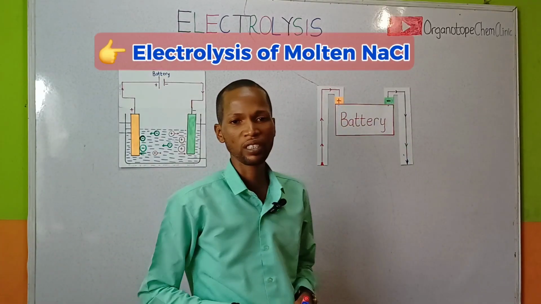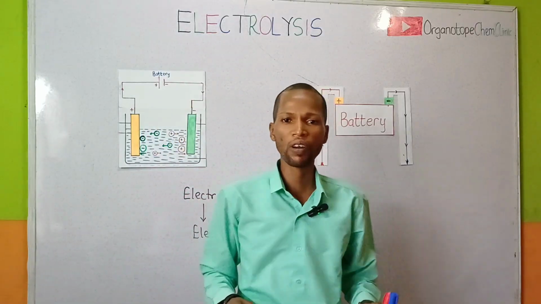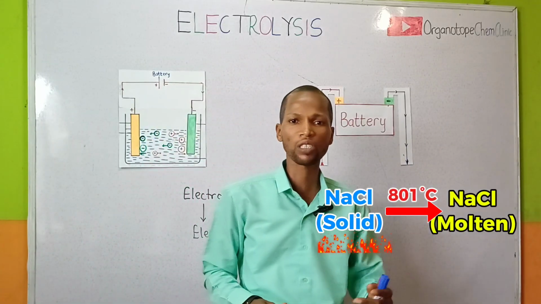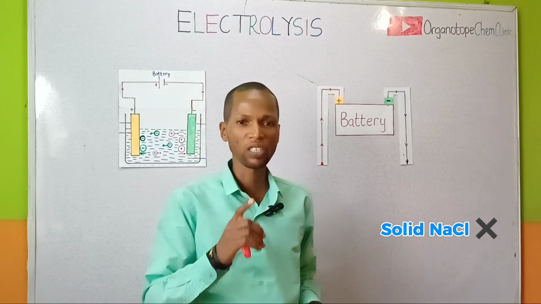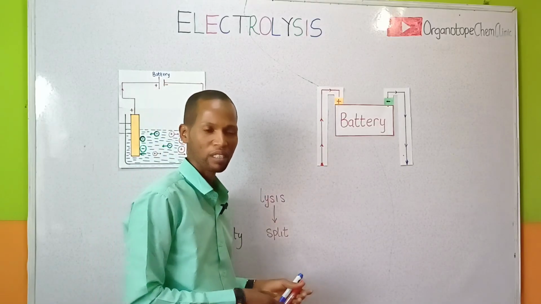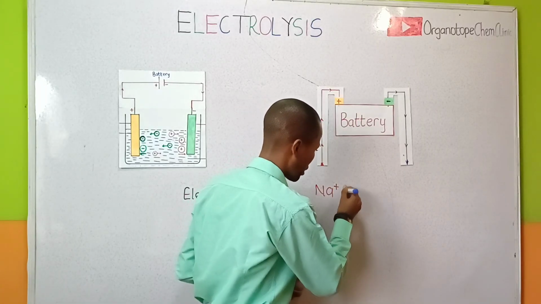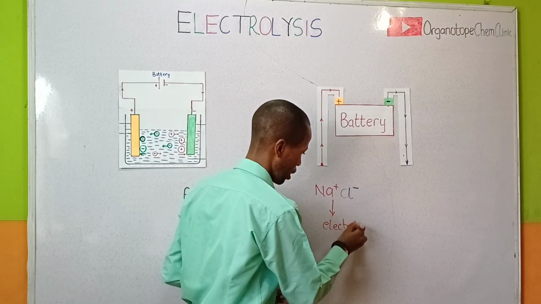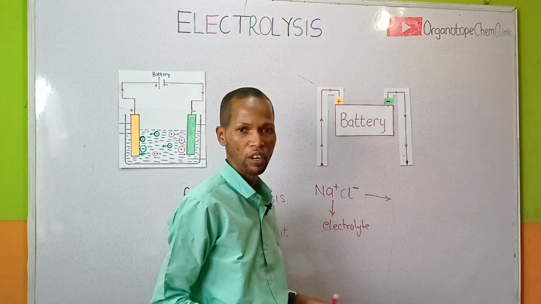For example, from the electrolysis of molten sodium chloride, how do we achieve a molten sodium chloride? We subject the sodium chloride solid to high thermal energy of about 801 degrees Celsius in order to achieve the molten sodium chloride. That implies that molten sodium chloride can be electrolyzed, while the solid sodium chloride cannot be electrolyzed. Therefore, when sodium chloride solid melts, free moving ions arise from the process. We are going to have sodium ion as well as the chloride ion forming the electrolytes, and this will result into the migration of the ion in the electrolytes.